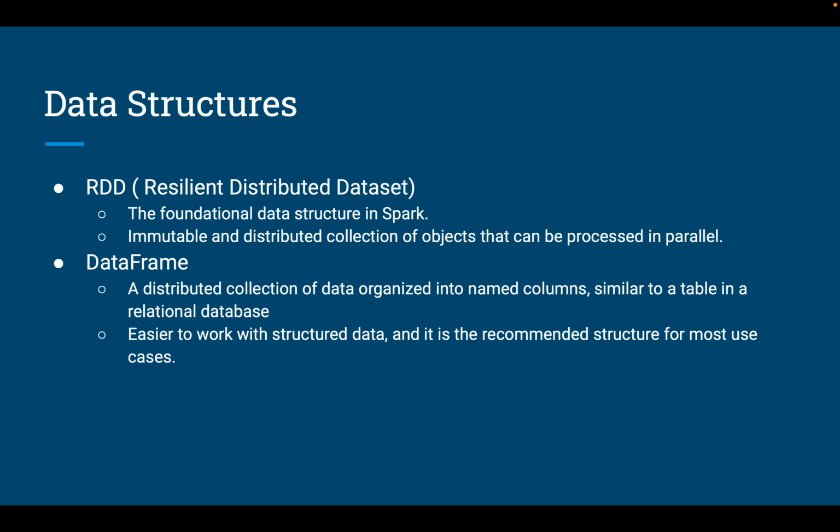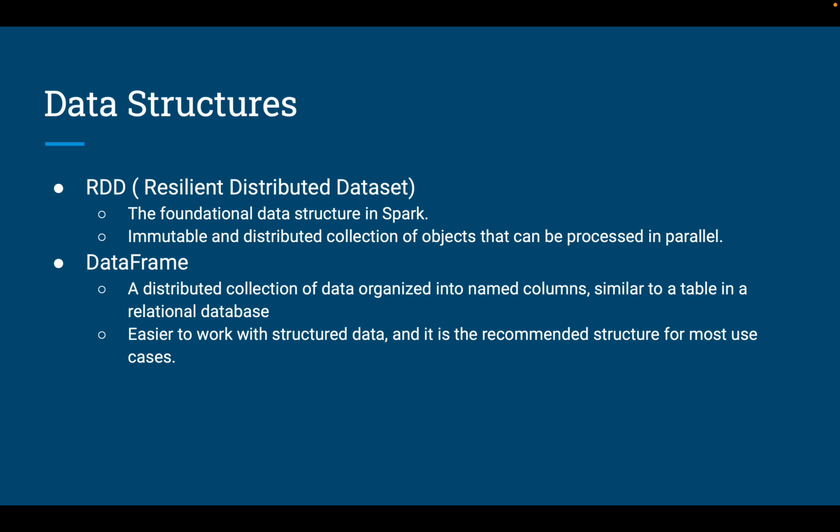There are different data structures that we need to understand in Apache Spark, and in this video we will be discussing the major two, that is RDD and the DataFrame. There are a couple more, but we will only discuss these two. So, Resilient Distributed Dataset is a foundational data structure. We can say that it is an immutable distributed collection of objects that can be processed in parallel. So that is RDD.